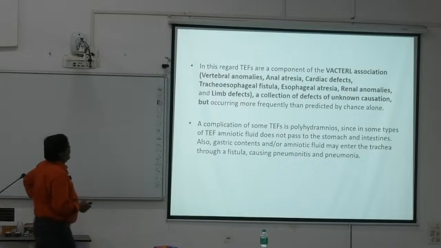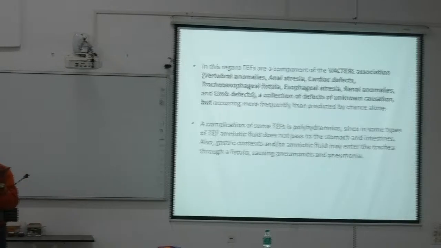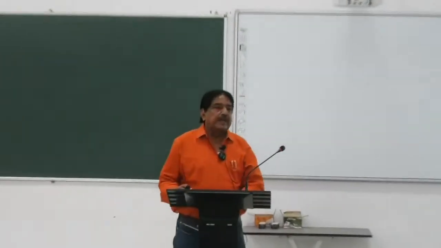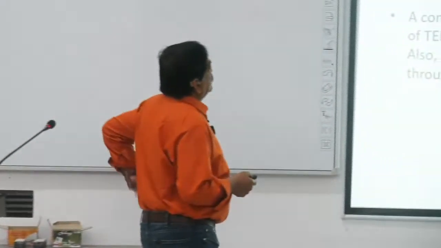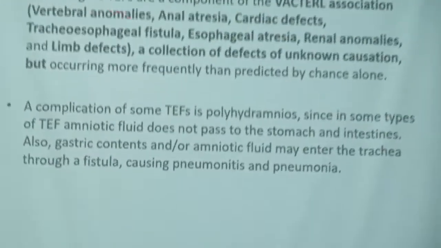In this regard, TEFs are a component of the VACTERL association: vertebral abnormality, anal atresia, cardiac defect, tracheoesophageal fistula, esophageal atresia, renal abnormalities and limb defects. A collection of defects of unknown causation, but occurring more frequently than predicted by chance alone. Now, if you have a baby with a limb deformity or some cardiac deformity, then you think in these terms.